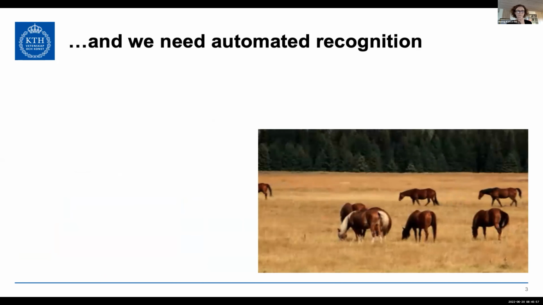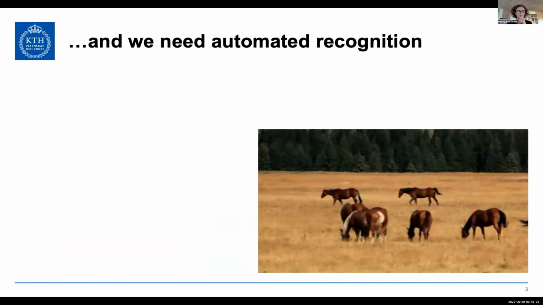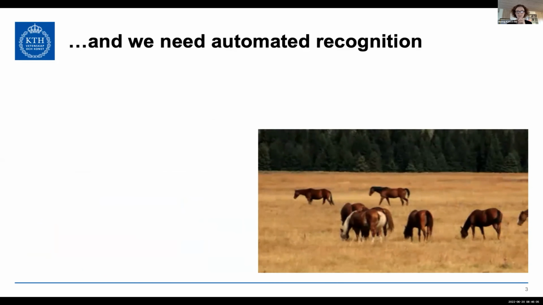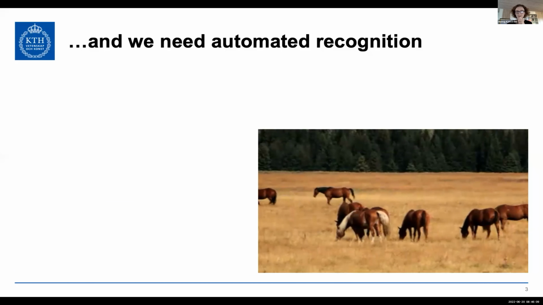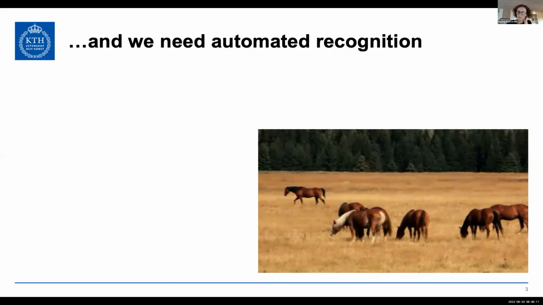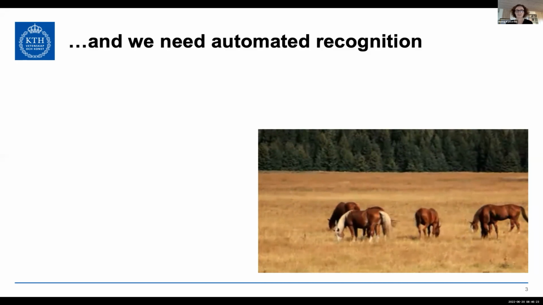And so I will explain why we need automated recognition for this. In Sweden, as probably in other countries, one of the most common causes for culling horses, or killing them basically, are orthopedic disorders, problems with joints, which are not lethal if you could find them earlier.